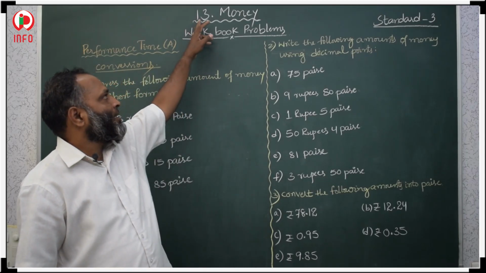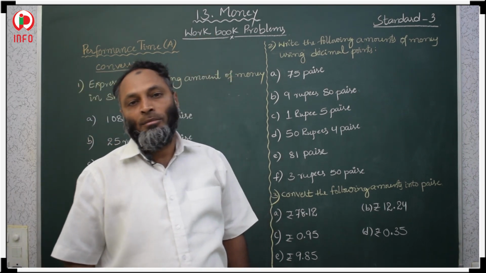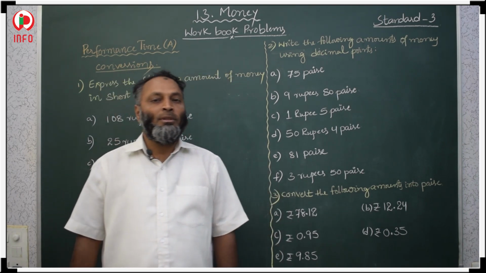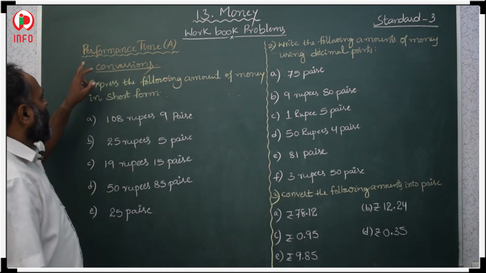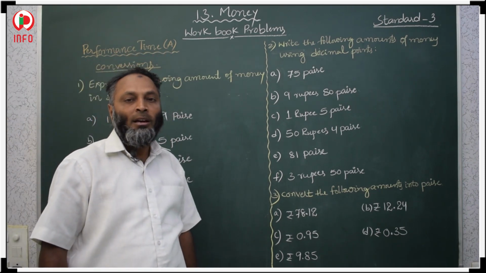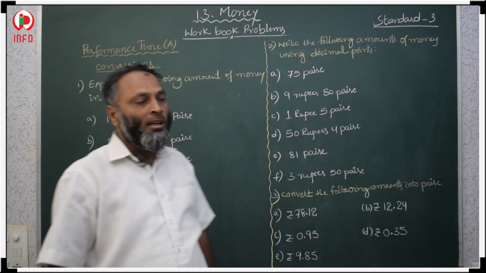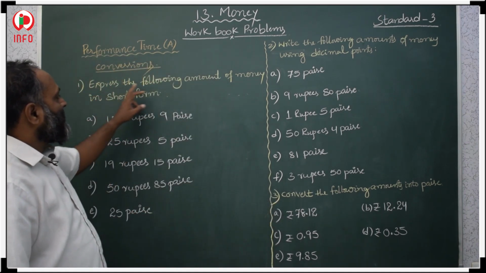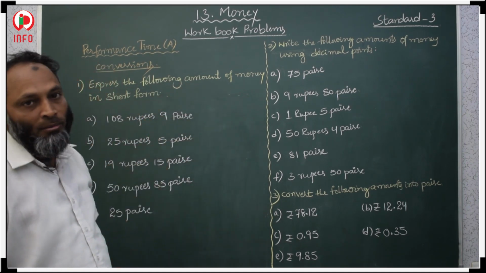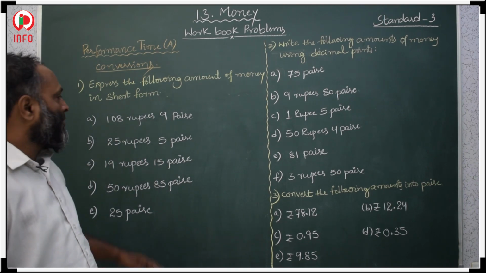Students, in our chapter Money, we are going to do workbook problems. See here in workbook problems, in Performance Time A, the questions are based on conversion. The first question: express the following amounts of money in short form. So we should write this amount of money in short form.